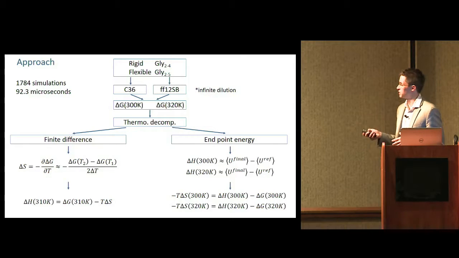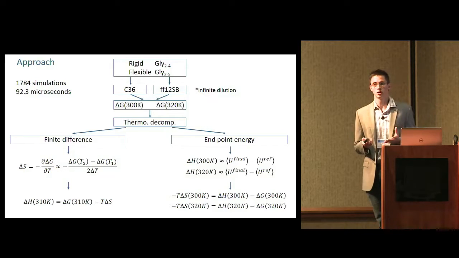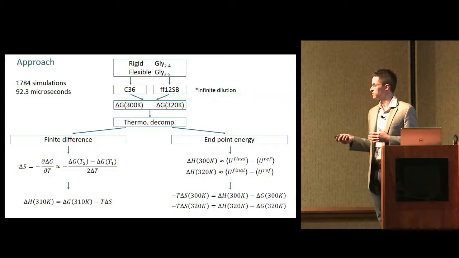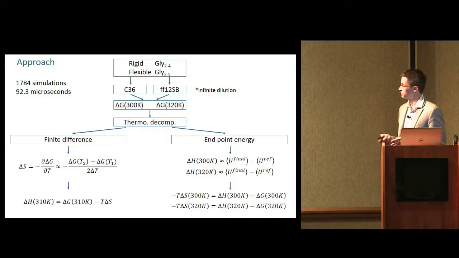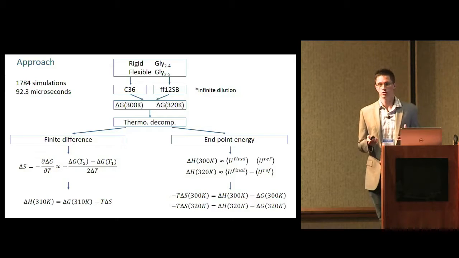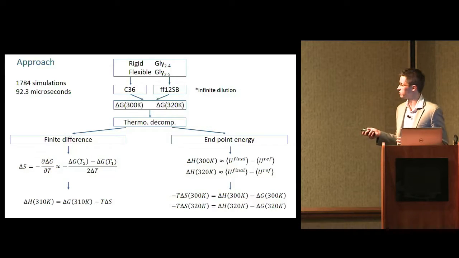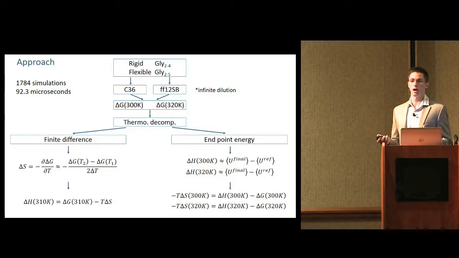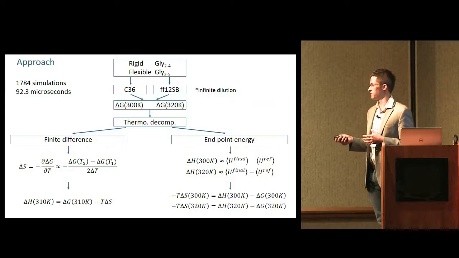We perform these simulations with two different force fields, CHARMM36 and Amber FF12SB. We want to be able to control for any force field effects and compare these. We do the simulations at 300 Kelvin and 320 Kelvin, two different temperatures, and we calculate the solvation free energy. And we perform a thermodynamic decomposition of delta G into its enthalpic and entropic components. And we use two independent methods to do this.